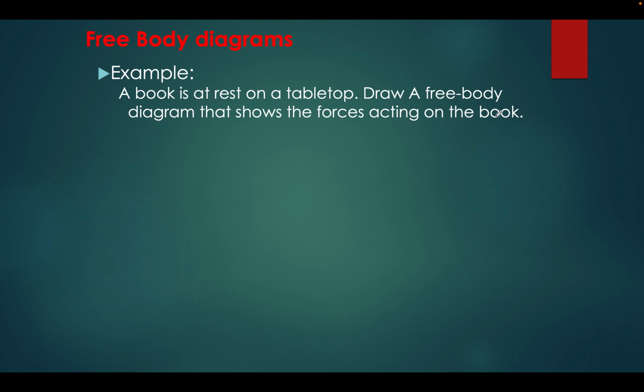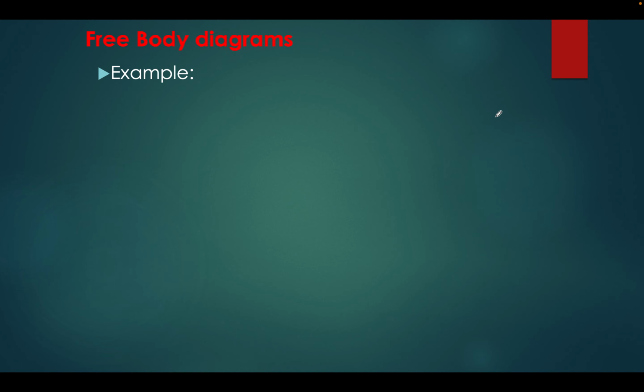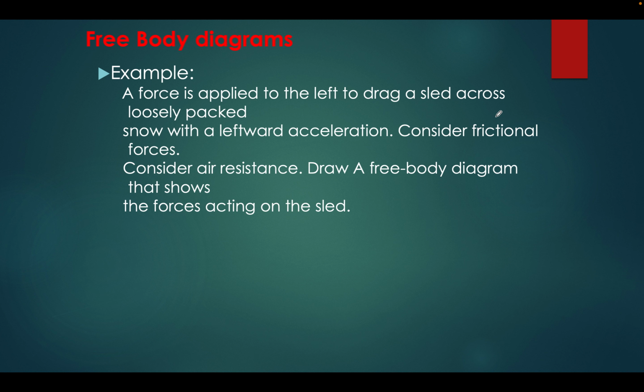A book is at rest on a tabletop. Draw a free body diagram showing the book at rest. Again, a dot is fine. We have gravity, and now we have the normal because it's sitting on top of a surface. Easy so far. A force is applied to the left, and then there is friction, there is air resistance, and you draw a free body diagram. Dot, applied force, friction, and gravity, and normal, all go into this, just like we did in the previous example.